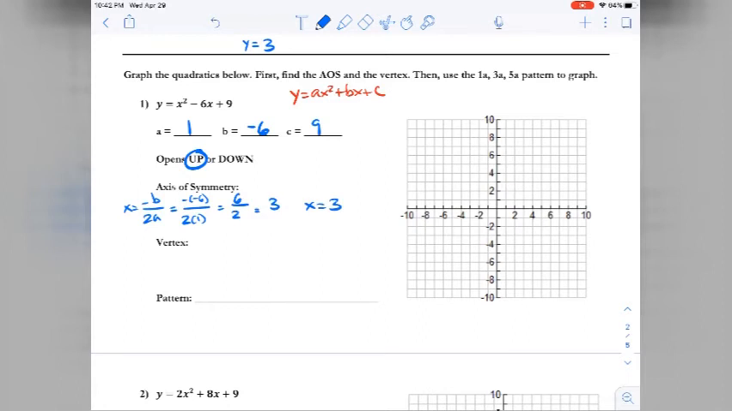Now to find our vertex, we just take the equation again, and it's y equals x squared minus 6x plus 9. And so I'm just going to plug in my x equals 3. So I have y equals 3 squared minus 6 times 3 plus 9. So I have y equals 9 minus 18 plus 9, and 9 minus 18 plus 9 is y equals 0. So my vertex is at 3, 0.